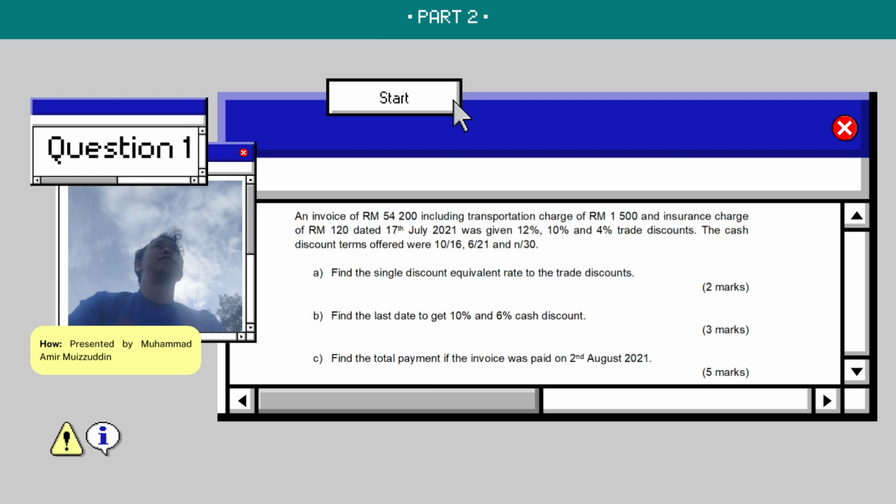An invoice of 54,200 ringgit, including transportation charge of 1,500 ringgit and insurance charge of 120 ringgit, dated 17 July 2021, was given 12%, 10% and 4% trade discount. The cash discount terms offered were 10/16, 6/21 and N/30.